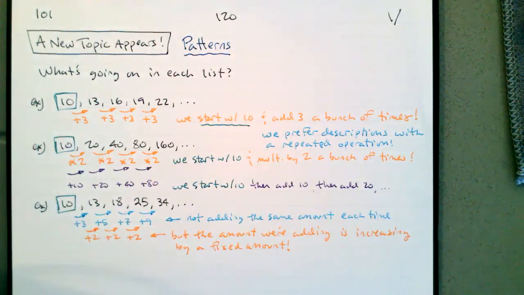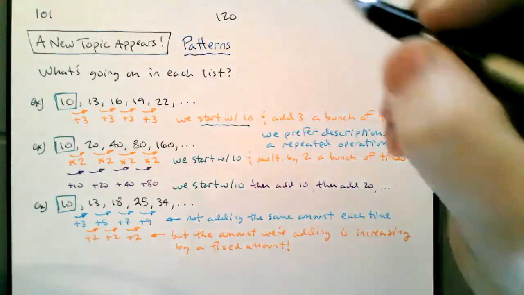So we want to look at a list of numbers and see if any patterns emerge. Specifically, we're looking for patterns where we're adding the same amount or multiplying by the same amount. So we're looking at patterns of repeated addition and patterns of repeated multiplication.